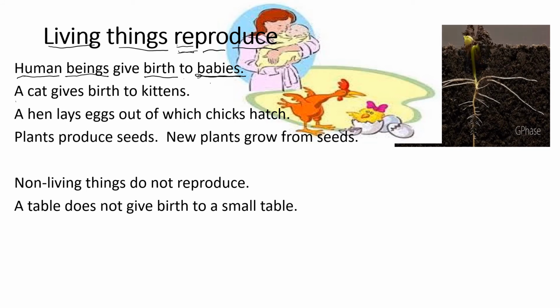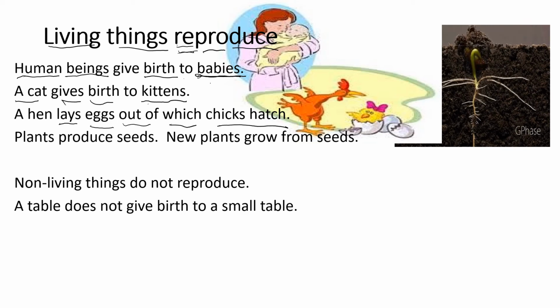The next sentence. A cat gives birth to kittens. Let's read out the spelling of kittens here. It's a new word. I know you know it, but let's spell it out. K-I-T-T-E-N-S, kittens. The next sentence we have here is a hen lays eggs out of which chicks hatch.